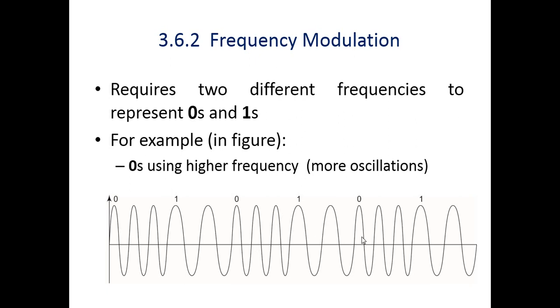So in the frequency modulation, the frequency is changed. 0 has 3 oscillations, for example, and 1 has fewer oscillations, for example 2. But see in this figure, the amplitudes of 1 and 0 are always constant, they never get changed. In the amplitude modulation, the amplitudes of 0 and 1 are different.